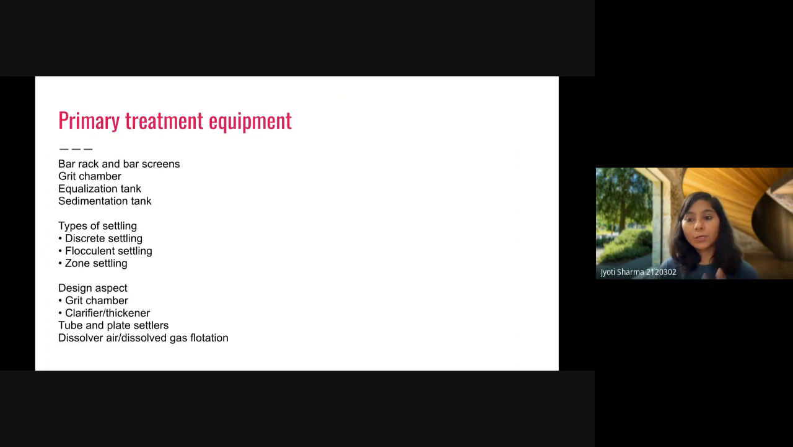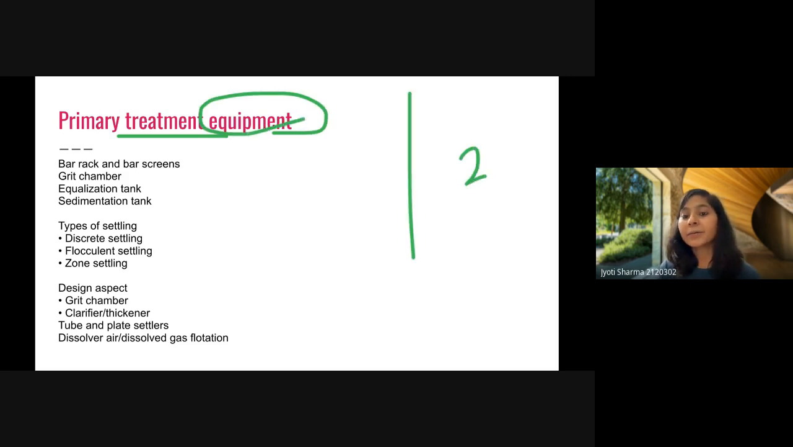Okay, so we have talked about how we can clean surface water, how we can clean groundwater, and then what different treatment plants we have to treat the wastewater coming from your home, coming from industries, right? Now we are focusing more on primary treatment, what different equipment we have in the primary treatment and then in the secondary treatment, and this is how we will complete our session.